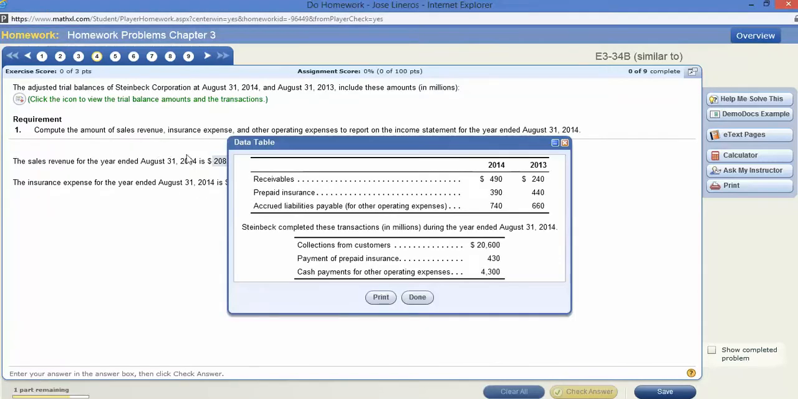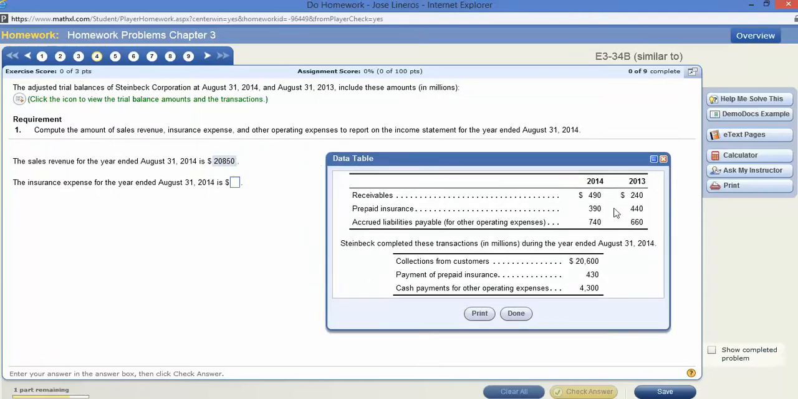So, a couple of things that help us here. One thing that helps us is the amount that's in the beginning prepaid insurance account. And then we notice that we have left over 390. So again, we're going to use the same tactic. We're going to create the beginning balance and the ending balance and then analyze the differences in between. Let's take a look at that over in Excel.